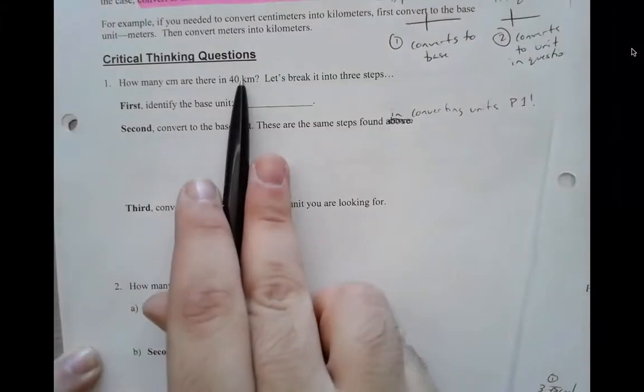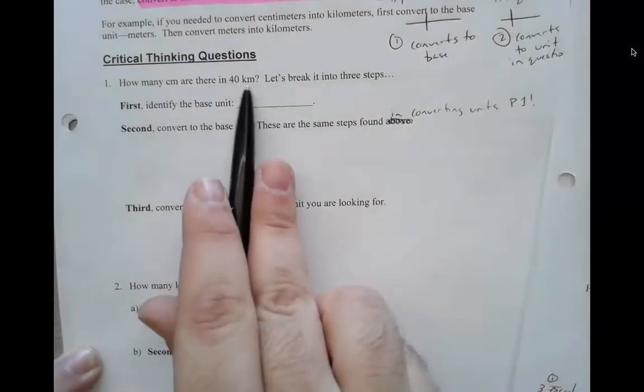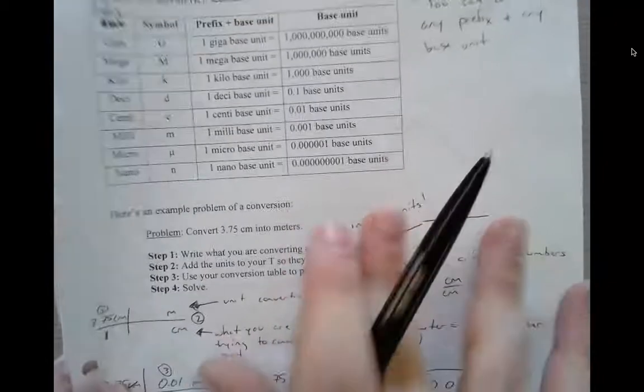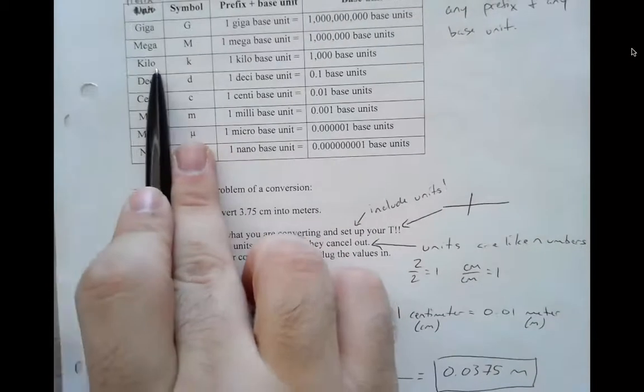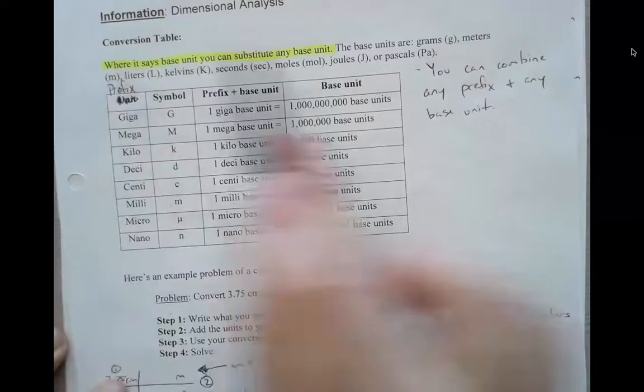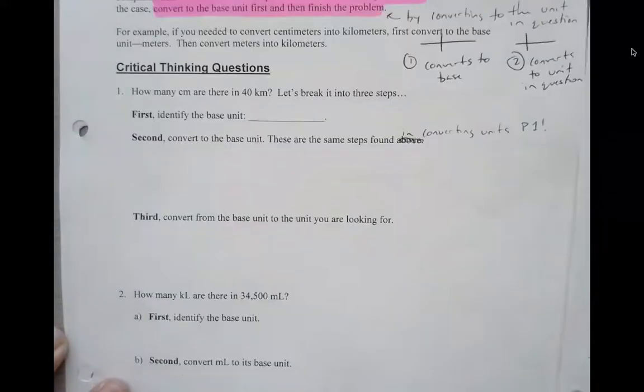So to identify the base unit, we look at the unit. We have to identify what the K and what the M mean. So we look at our table. The K tells us it's kilo. The M tells us it's meters. So we know that the base unit is meters because kilo is a prefix.